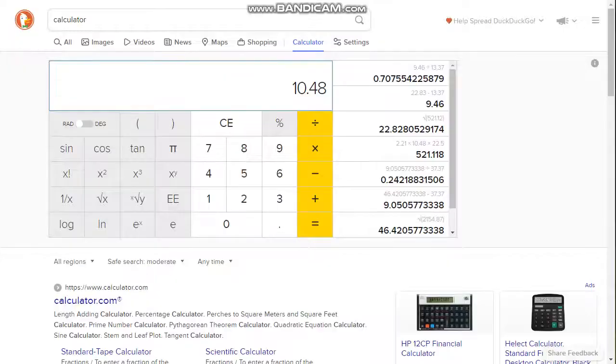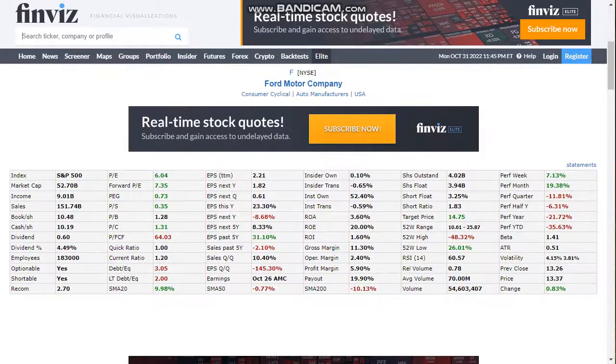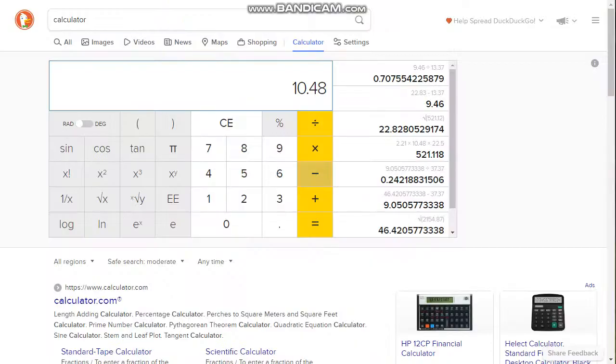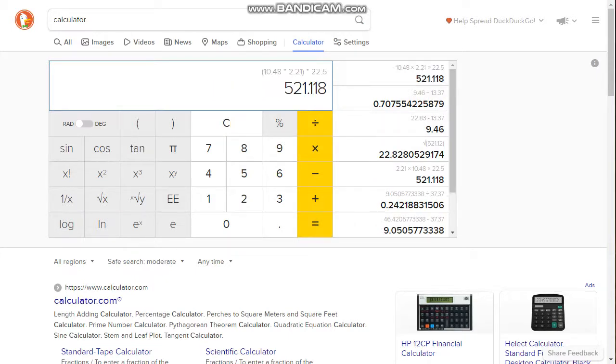But in any case, let's go ahead and circle back to the equation. So we have 10.48, which was this book value per share number right here. And then you have earnings per share, 12 trailing months, which is 2.21. And then we have as well our magic number, 22.5. So we multiply all this together, you get a real big number, 521. Let's just call it 521.12, just to make things easy.